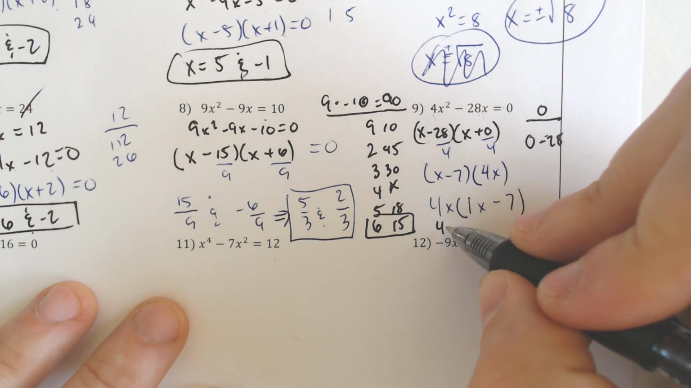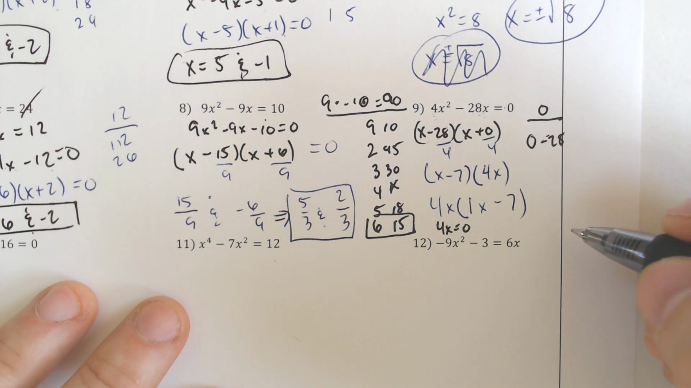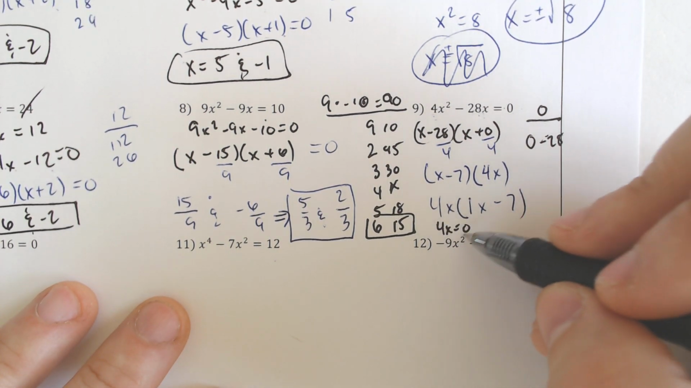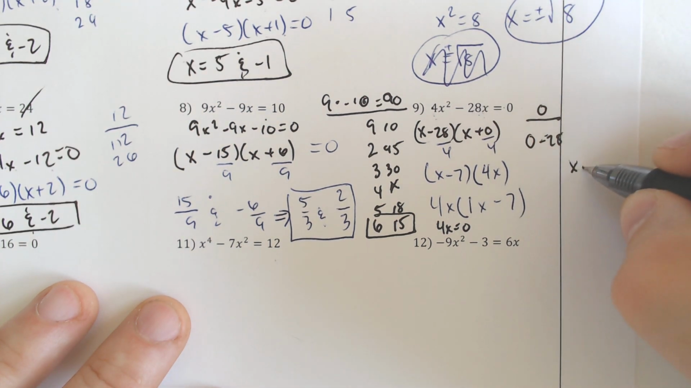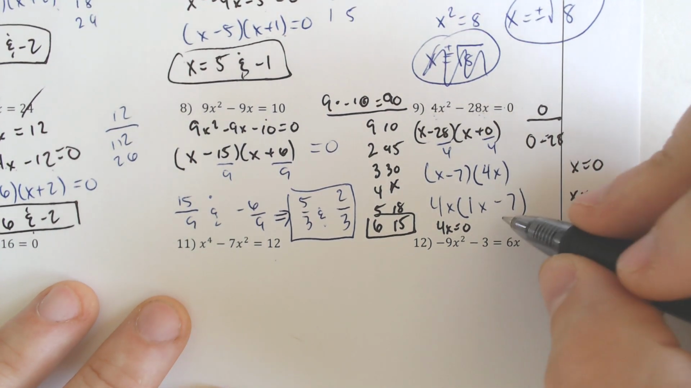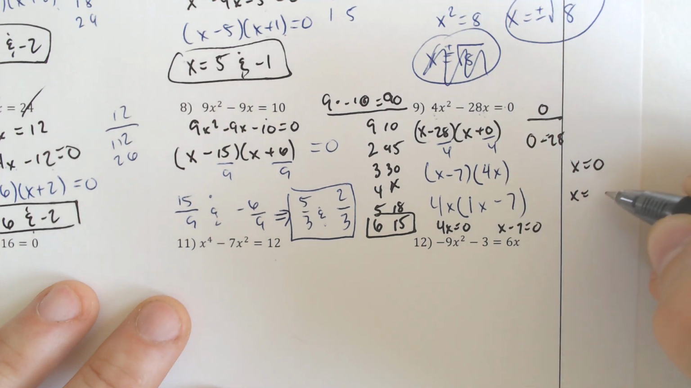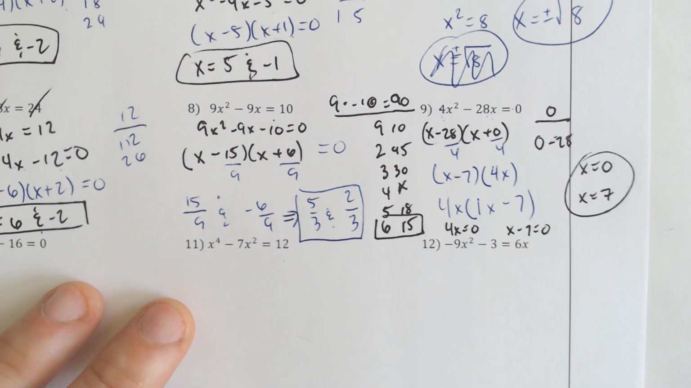You do have to set both of them equal to 0 to get your solutions. I'm doing that this time because 4x is a factor, and when you set that equal to 0, you get x equals 0. And the other one, when you set the x minus 7 equal to 0, you get the regular, change the sign, x equals 7.